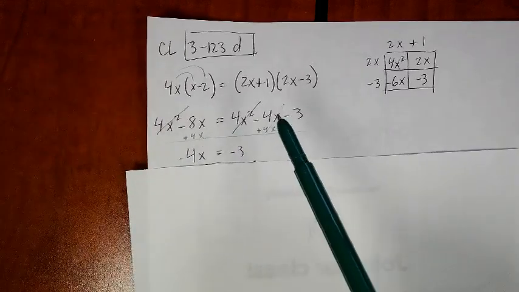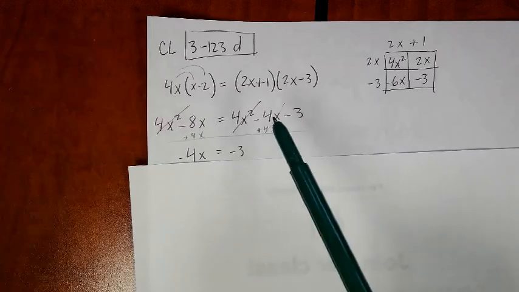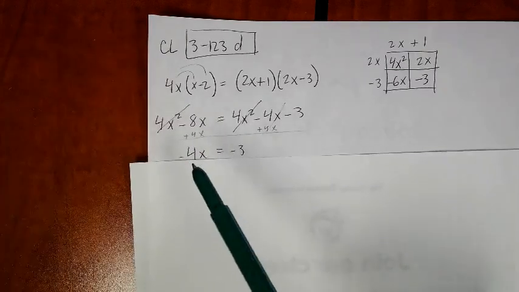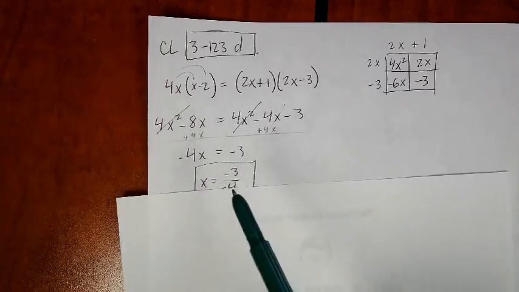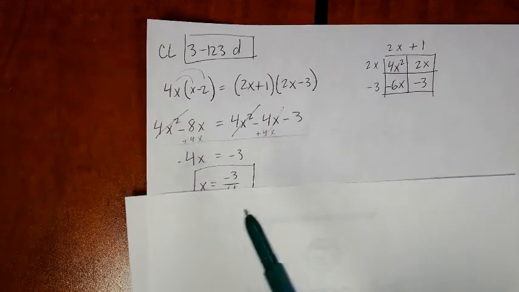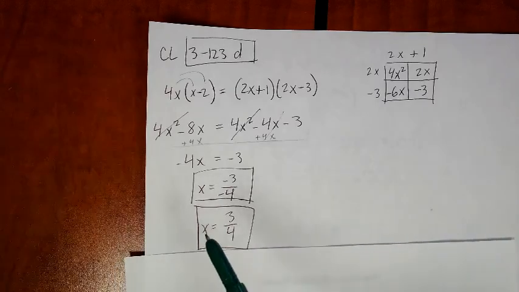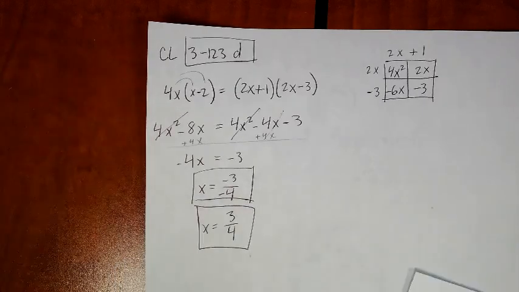Then I decided to take this negative 4x over to the left-hand side, so I added 4x on both sides, and I got negative 4x equals negative 3. Then I just divided both sides by negative 4, and the answer is x equals 3/4. And that is all.